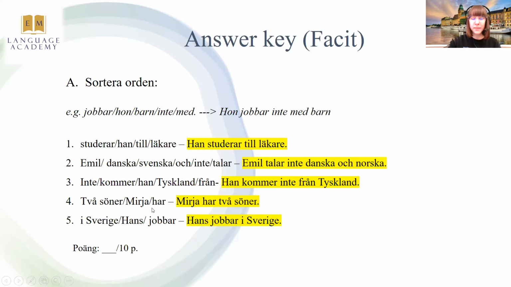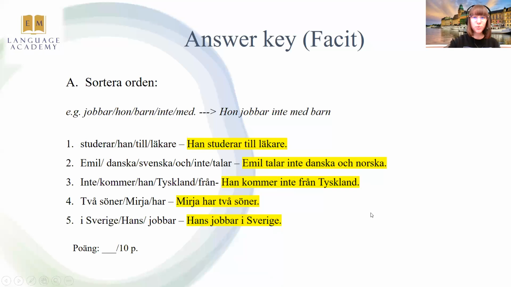2 söner Mirja har. Mirja har 2 söner. I Sverige, Hans jobbar. And finally, Hans jobbar i Sverige. Hans works in Sweden, right? And we have 10 points for the task.